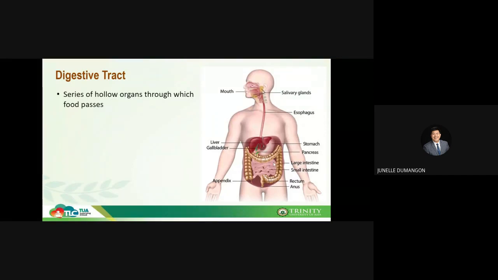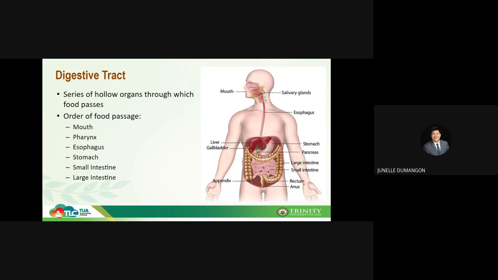So the digestive tract is a series of hollow organs through which food passes in order for it to be digested. This is the order of organs through which food passes. It begins with the mouth, followed by the pharynx or the throat, the esophagus or the food tube, the stomach, the small intestine, then the large intestine.